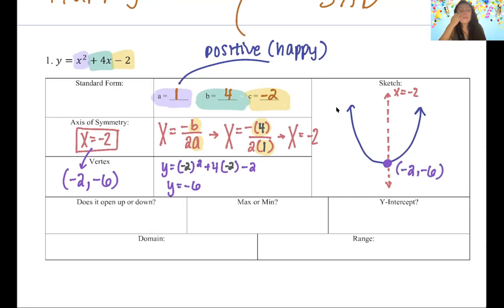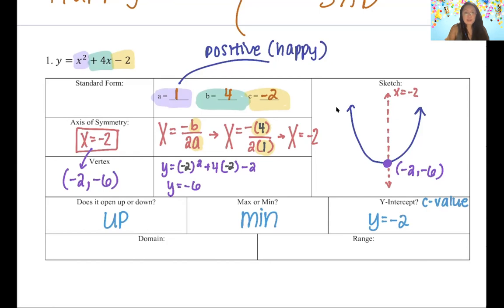Sketching is so helpful because now we can answer the rest of the questions. Does our parabola open up or down? It opens up. Does a parabola have a maximum or a minimum? This is a minimum. Our y-intercept of our parabola comes from the c value, okay? So this doesn't come from our graph, it just comes from our equation. Our y-intercept is y equals negative 2.